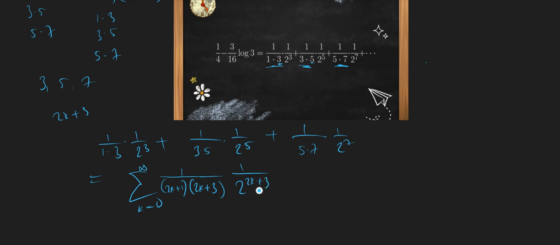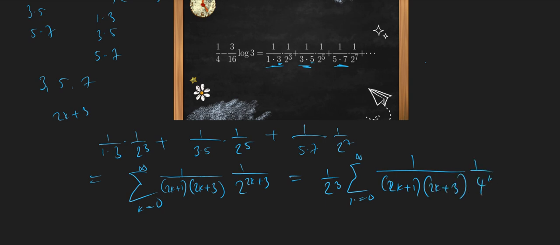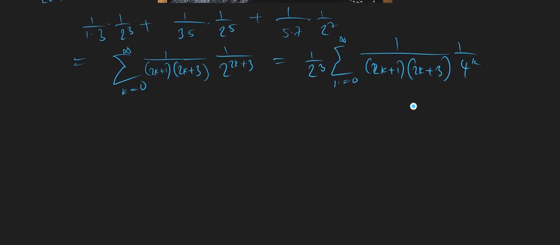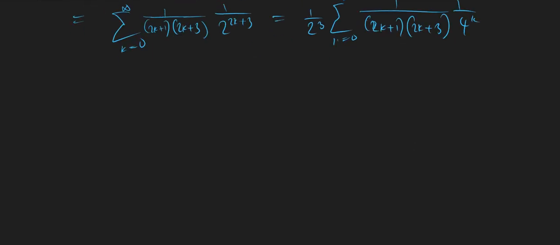So we can factor out 2 to the third power and write this as 1 over 2 to the third power times the sum as k runs from 0 to infinity of 1 over 2k plus 1, 2k plus 3 times 1 over 4 to the k. And we can put the summand in partial fractions, of course. That is the only way to proceed from here. Usually when you come across this term, by this level, you should be matured enough to try to put it in partial fractions. So that's what we're going to do.